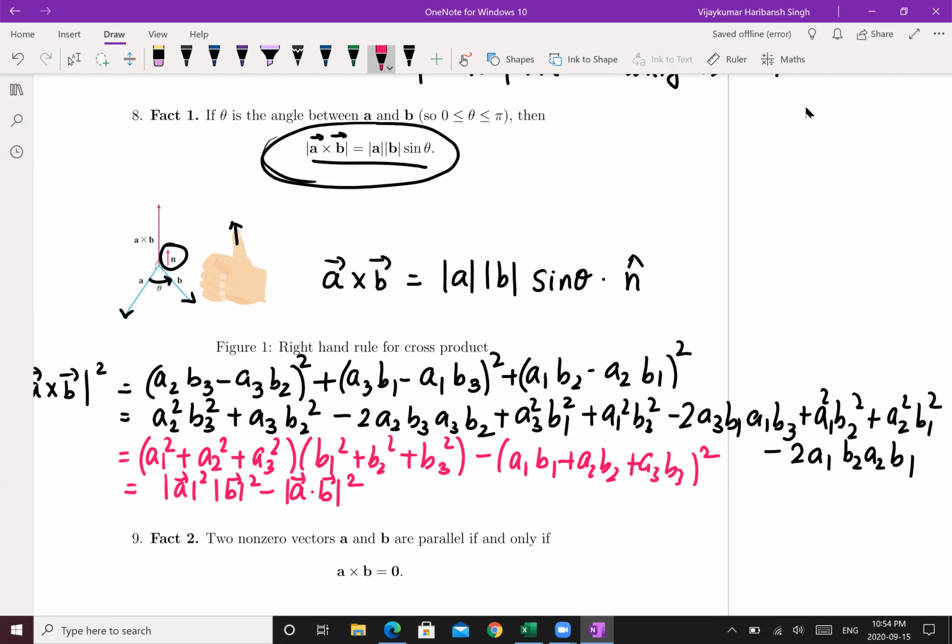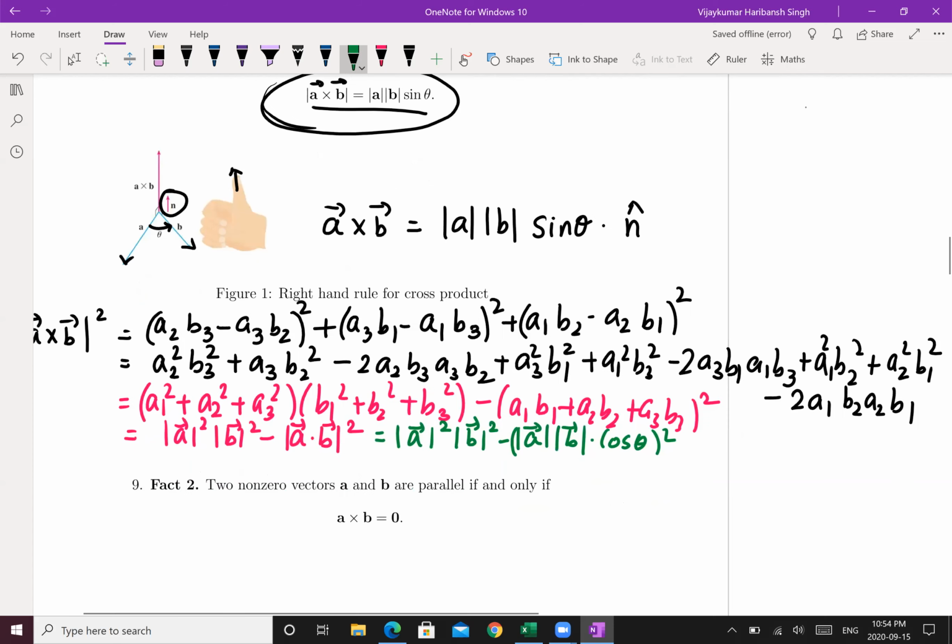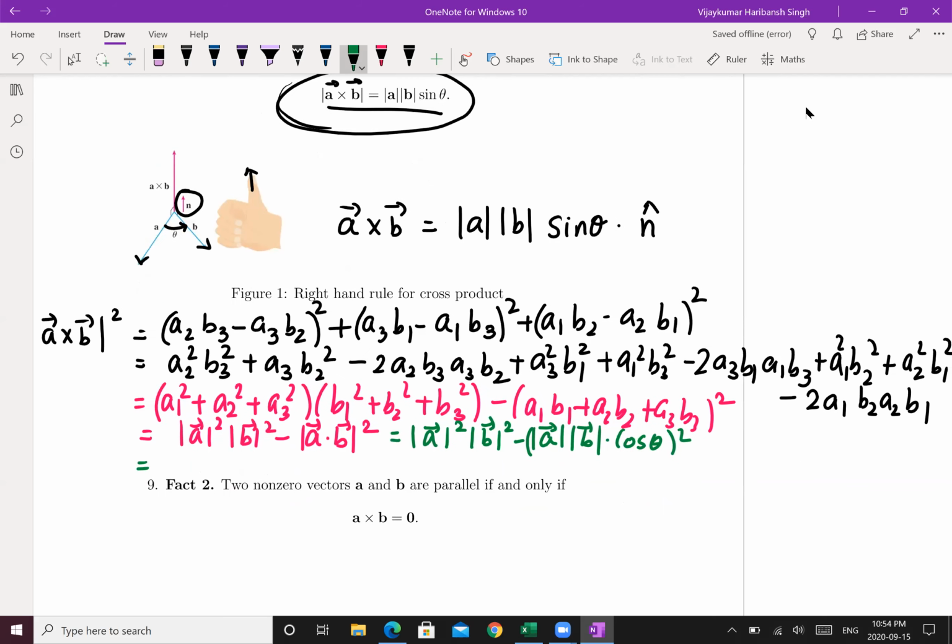Now you can expand this part. So this is going to be length of a square, length of b square minus, now what is a dot b? It's length of a, length of b, cos theta, then the whole square. So if we pull out length of a, length of b, the whole square out, what is left out? 1 minus cos square theta, and that is sine square theta.